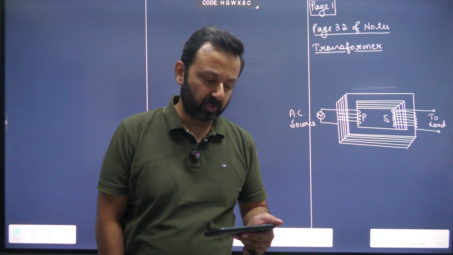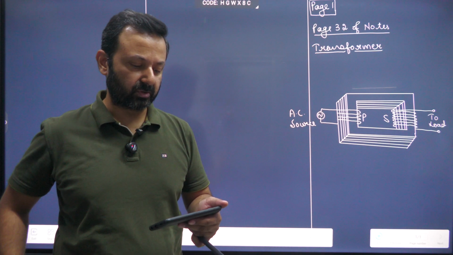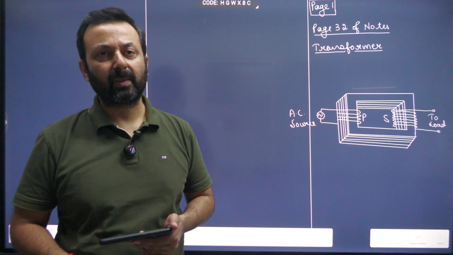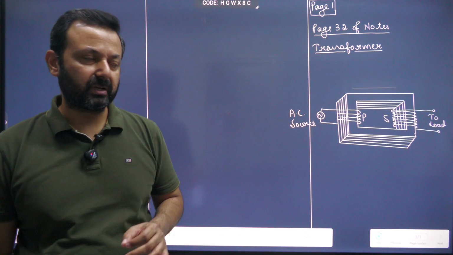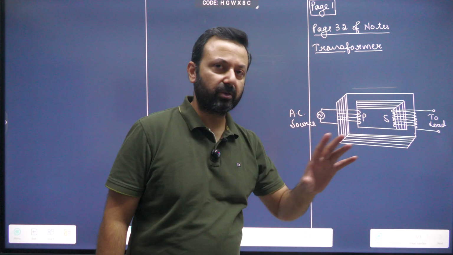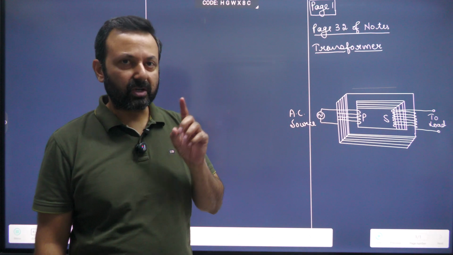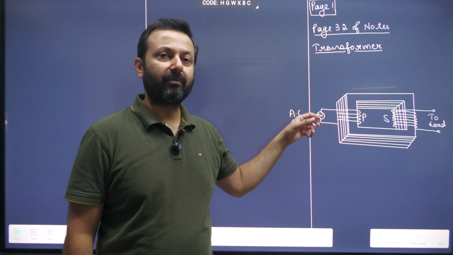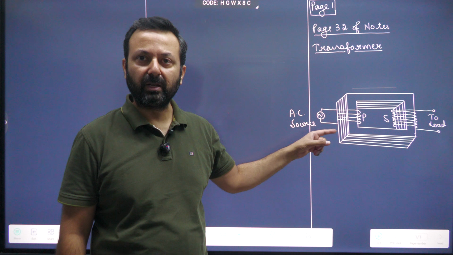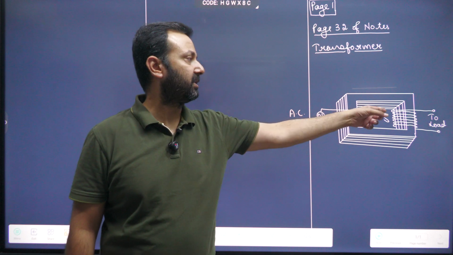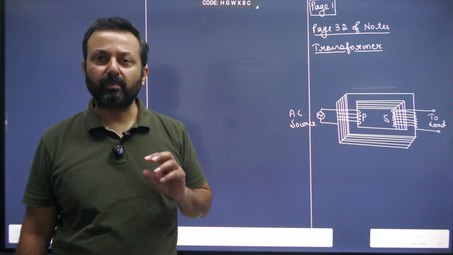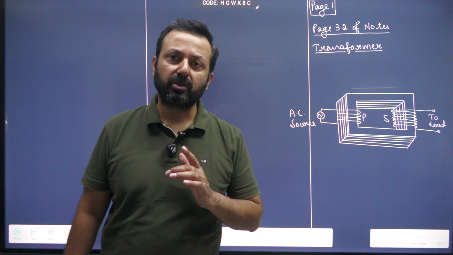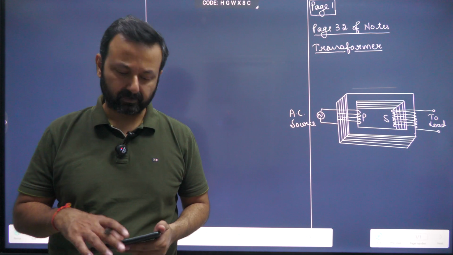Now next, the principle of its working. It works on the principle of mutual induction, that is, when a changing current is passed through one of the two inductively coupled coils, an induced EMF is set up in the other coil. Actually, this coil and this coil are not connected to each other directly. So when the flux associated with this primary coil changes, then it induces an EMF in the secondary coil. This is the principle which works here in the case of a transformer, and it is called the principle of mutual induction.